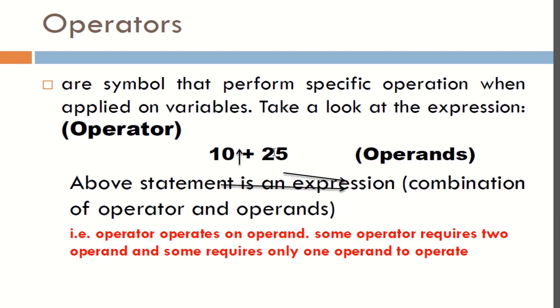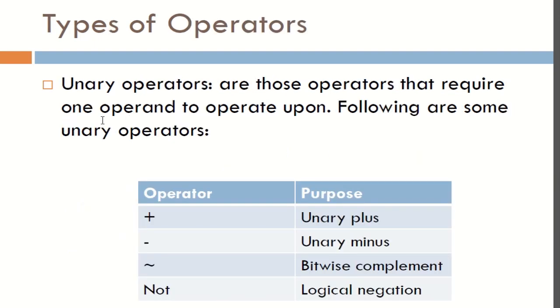The operator operates on what? On operands. What are the operands here? 10 and 25 are the operands. Some operators require two operands, some require only one operand to operate. There are various types of operators, like unary operators and binary operators. First we will see the unary operator, and then we will move toward binary operators.